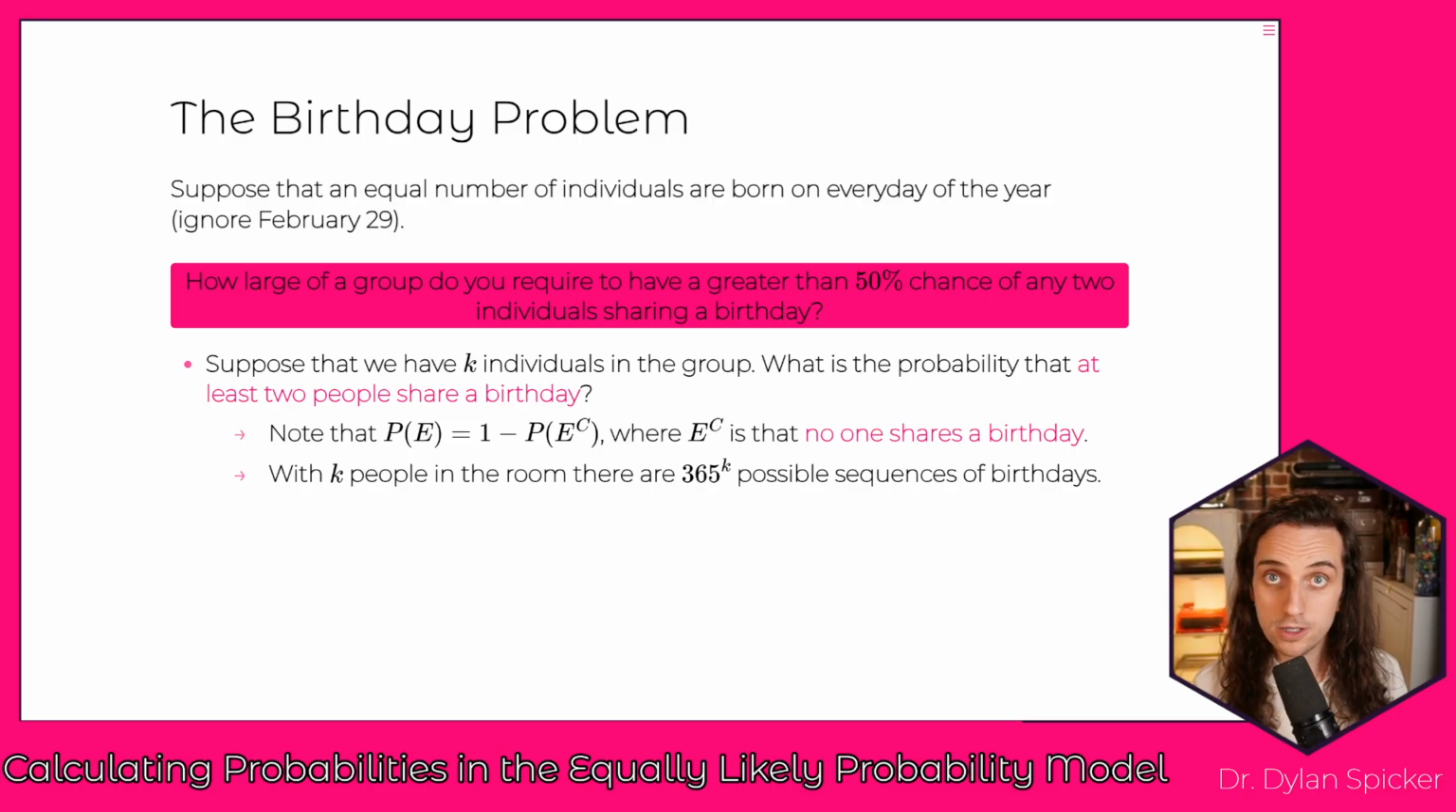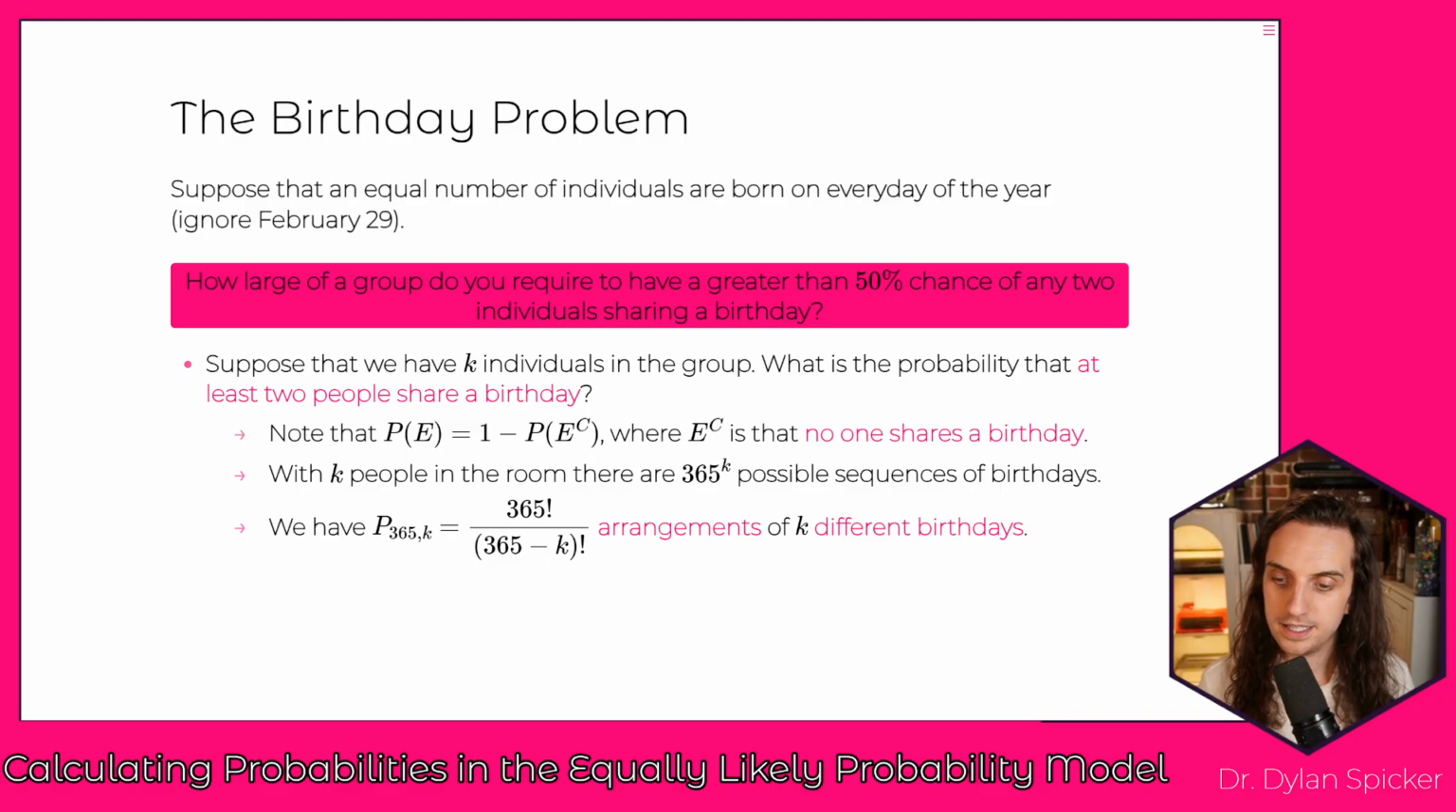If K people are in the room, there are 365 to the power of K possible sequences of birthdays. So person 1 has a birthday, person 2 has a birthday, and so forth, okay? Now, how many ways can we pick out a unique sequence of birthdays, right? Then what we're doing is a permutation without replacement. For the total possibilities, we're doing permutations with replacement. But if everyone has to have a different birthday, there are 365 birthdays for us to pick, and we want to pick out K of those in order for those to be all different.